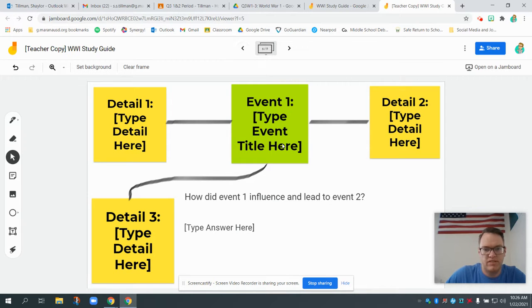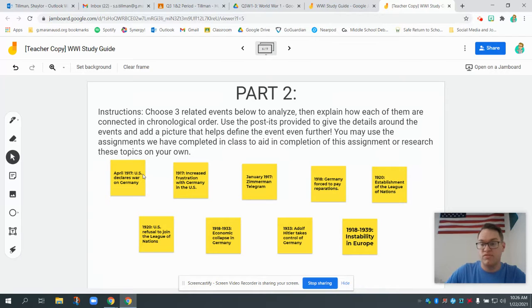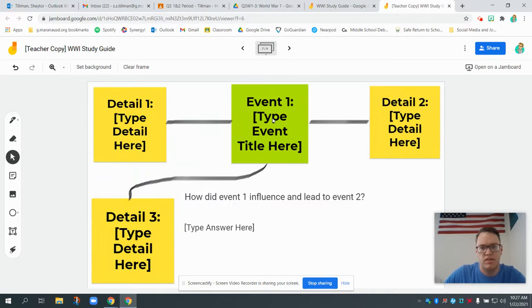But I want to choose two events. I'm going to start. You should choose your three events first. All right, I'm going to choose the Zimmerman telegram. These are out of order. So the Zimmerman telegram is in January 1917, and in April 1917, the U.S. declares war on Germany. I'm not going to choose a third event. You should definitely choose a third event. I'm going to choose these two events. So Zimmerman telegram and U.S. declares war on Germany. So I'm going to type here.